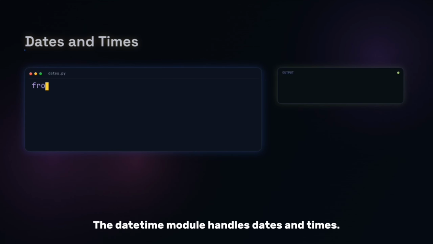The datetime module handles dates and times. You can grab the current moment with now, pull out the year, month, or day, and format a date into readable text. It's essential for logs, schedules, and anything time-based.